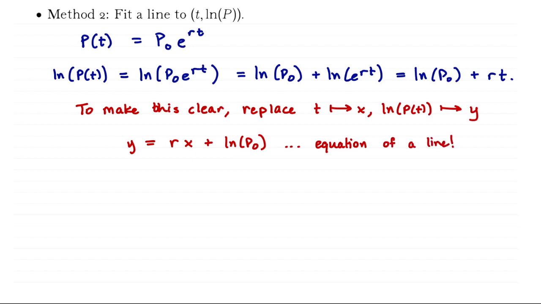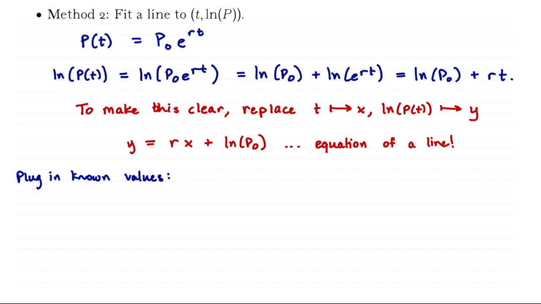We'll go back to using the form just above with natural log of p of t on the left-hand side, but I just wanted to see this line really take shape. So now what we'll do is plug our two known points into the equation of the line, solve for r and the initial population that way, and then we'll convert our line back into an exponential function.